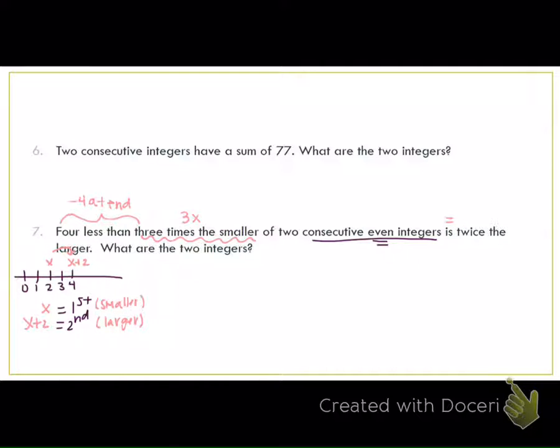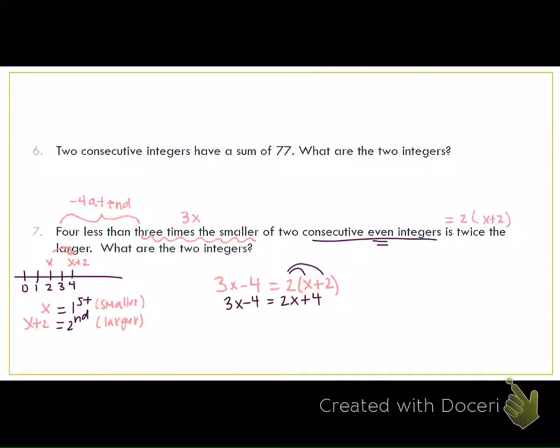2 times. Now, when you do 2 times the larger, can you just do x plus 2 there? Or what do you have to do with the x plus 2? Peyton? You need to put it in parentheses. Okay. So we do 3x minus 4 equals 2 times, right? It's twice, x plus 2. And then we can solve.